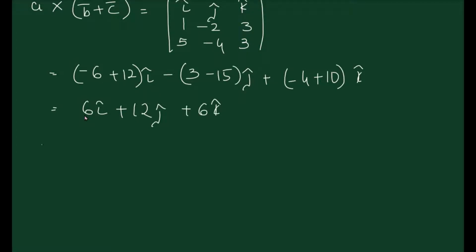Then we have to also find out what is a cross b, again by the same determinant method. So we write i, j, k here. The coefficients of i, j, k in a, that is 1, minus 2 and 3, and the coefficients of i, j, k in the case of b.